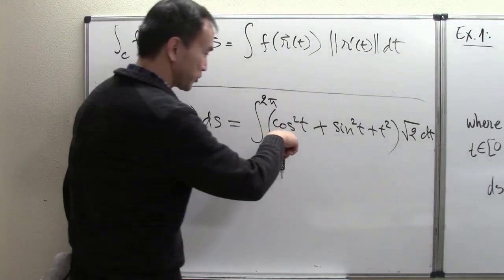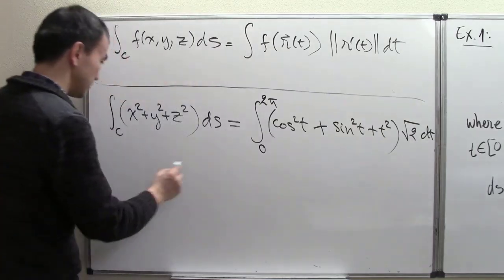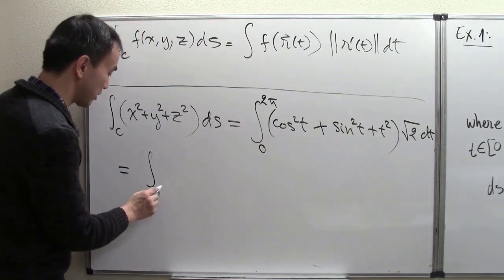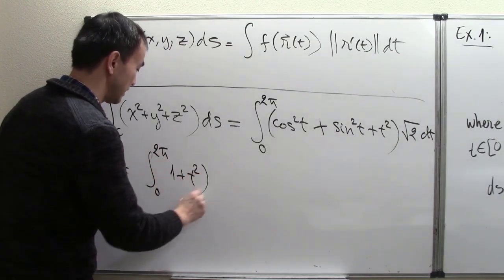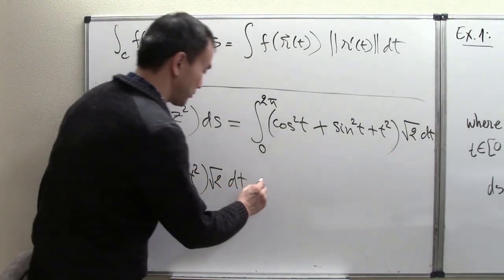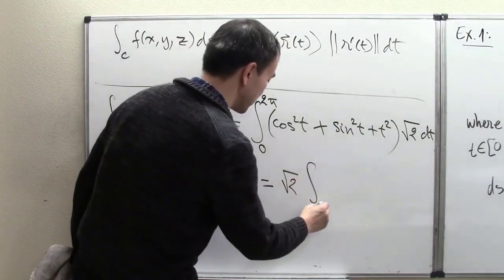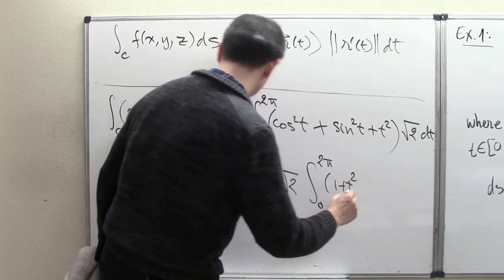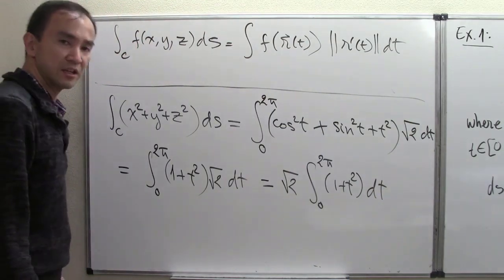And so now cosine squared of t plus sine squared of t simply comes out being just a 1. So our integral is reduced to something that is completely within our reach: an integral from 0 to 2 pi of 1 plus t squared times the square root of 2 dt. Now we can just bring out that common coefficient, and then integrate from 0 to 2 pi, 1 plus t squared dt. And now we're just going to carry out this integral in the usual way.